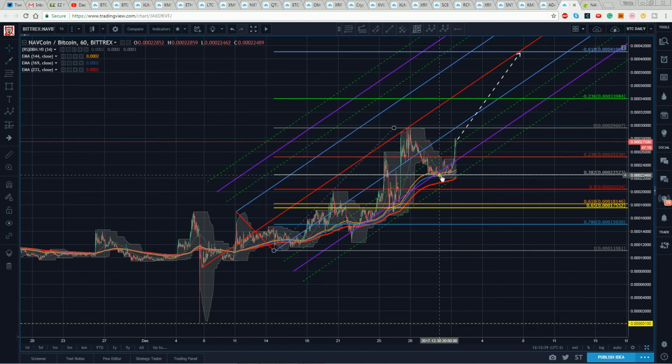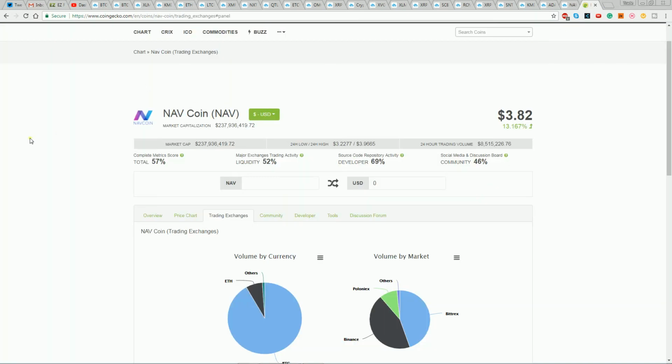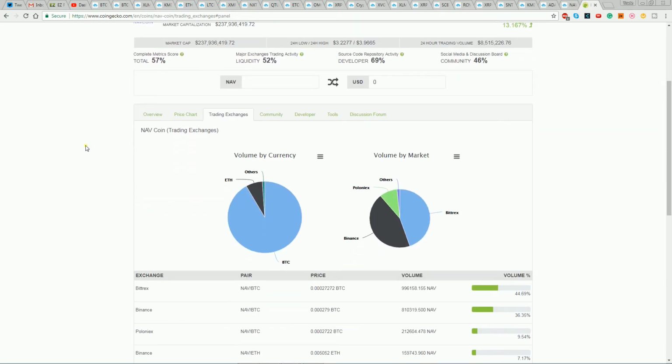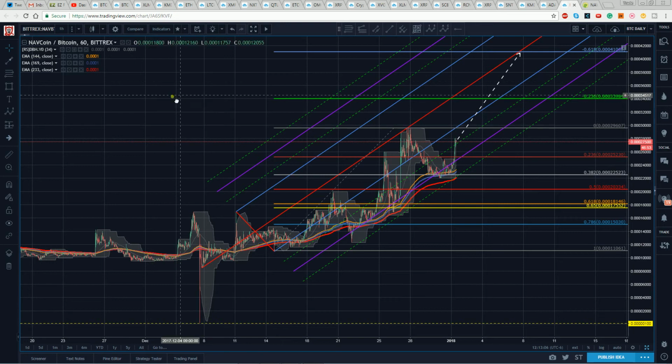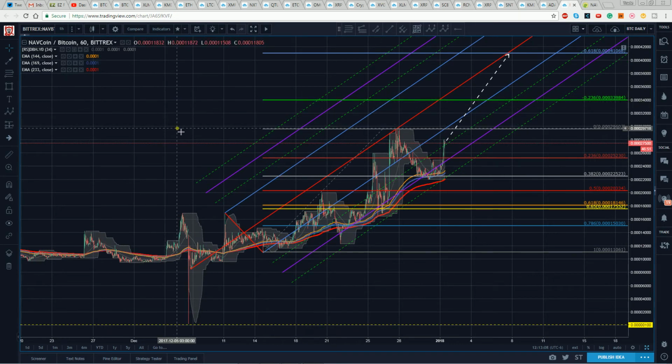But if you are in it, or you caught this first pullback for whatever reason, or you like the fundamental story, if we go visit CoinGecko, we're well over 50. We've got a market cap of 237 million. There's some trading volume here. The bulk of it is on Bittrex, which is why I'm showing it to you on Bittrex. But all of this is positive here. As I look at this, I wouldn't say there's necessarily anything new that's setting up. I'd want to see more development and more distance from this low.